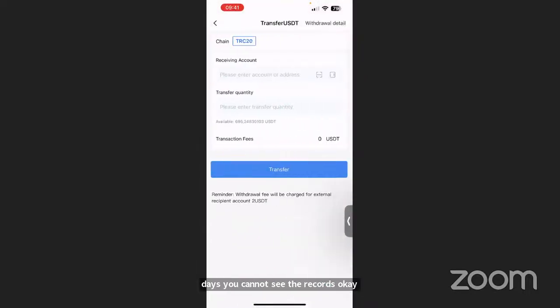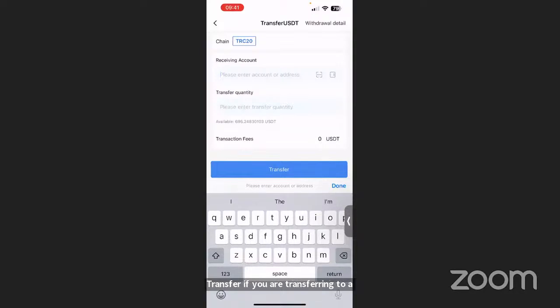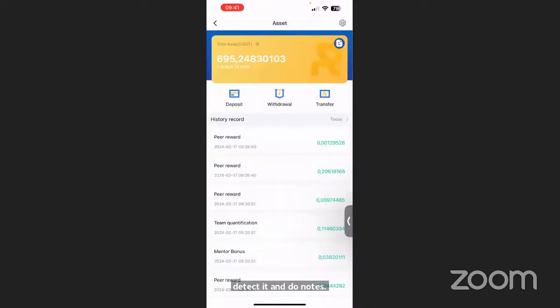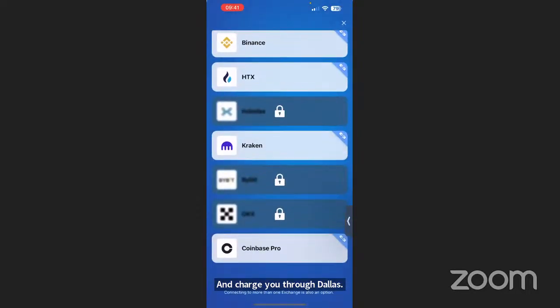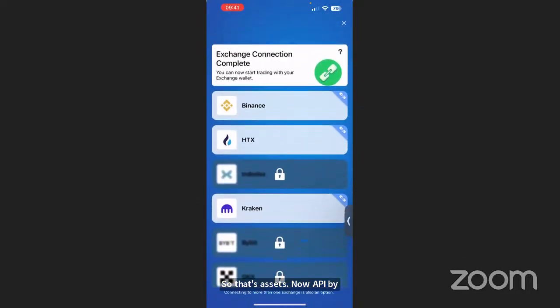Transfer. If you are transferring to a Royalq user, you use this button. But if you mistakenly paste a Royalq wallet address under withdraw, the system will detect it and they will not charge you $2. So that's assets. Now API bind, just to confirm that you can connect more exchanges, okay?